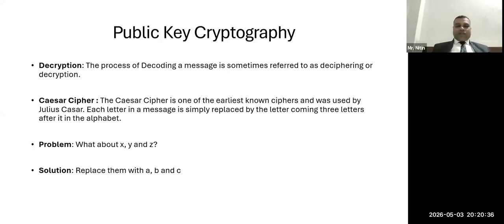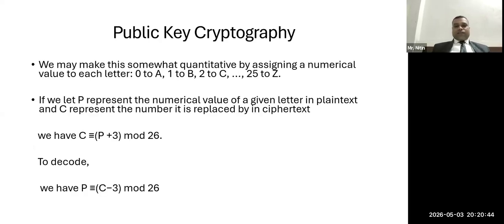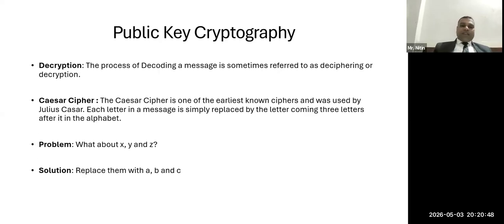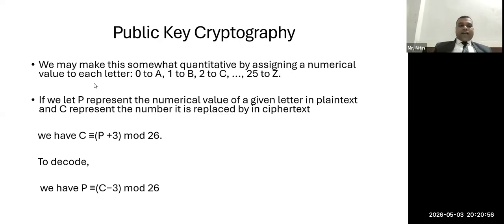So likewise, if we use this Caesar cipher, then every letter will get replaced by the third letter. Okay. So yes, in public key, just now we understood this example. In this example, these letters are replaced by the third letter. Okay. Now moving ahead, we may make this somewhat quantitative by assigning a numerical value to each letter.